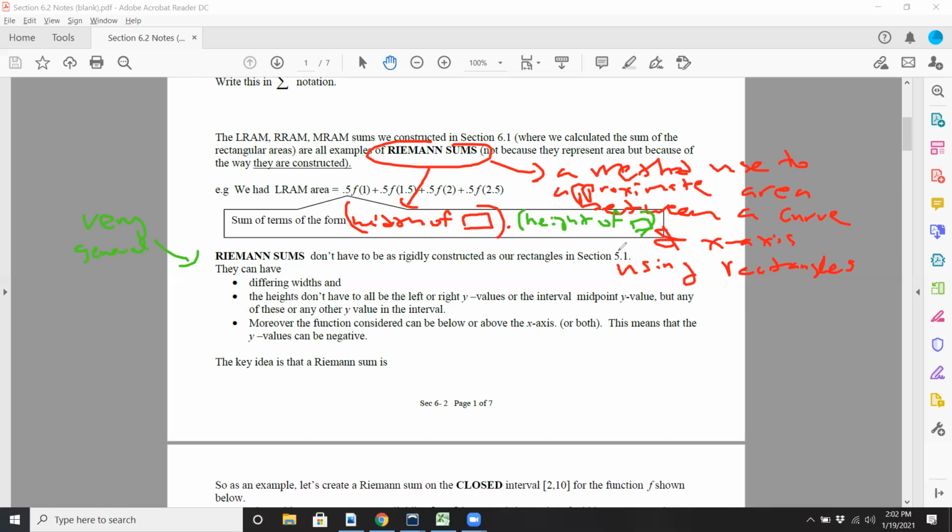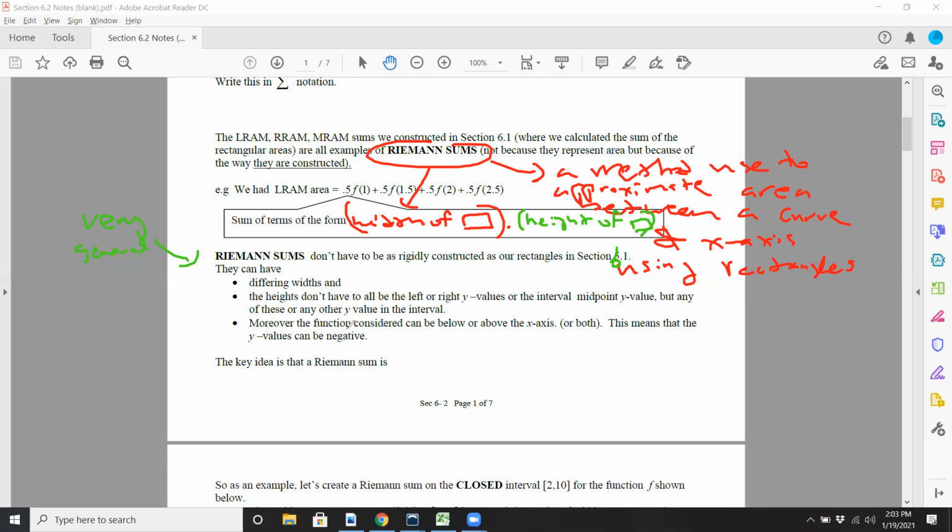Actually, that should say 6.1. That's a typo from the previous edition. For example, every rectangle could have different widths. You don't have to have equal widths. The heights don't have to be a left or right y value. We just had a rigid way of looking at it to simplify things in section 6.1. But they don't have to always be touching the curve at the left corner or the right corner or the midpoint. You really could draw them any way you like.